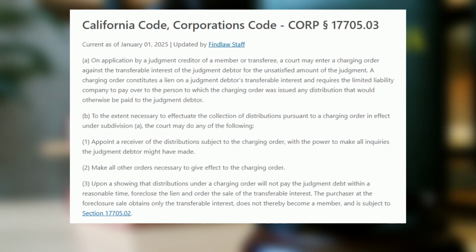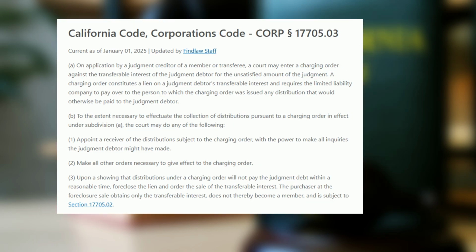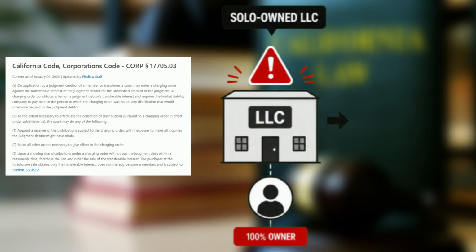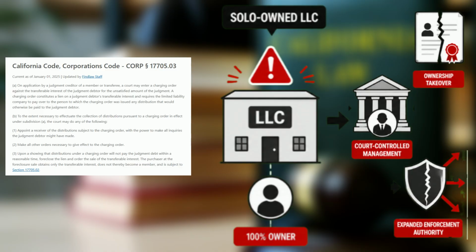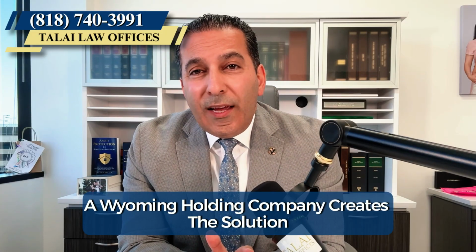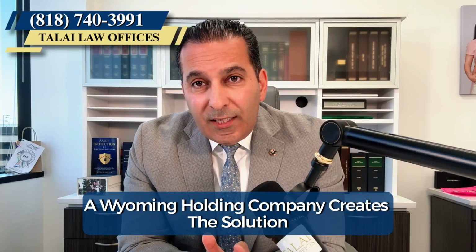In California, under Corporation Code Section 17705.03, a court can go beyond a standard charging order when you have a single member LLC. They can foreclose the membership interest, appoint a receiver, and pursue remedies well beyond what a standard charging order allows. A single member California LLC is not a wall. It is more like a speed bump. The multi-member structure with a Wyoming holding company above it is how you solve this, and we will go deep on that structure in the next video.